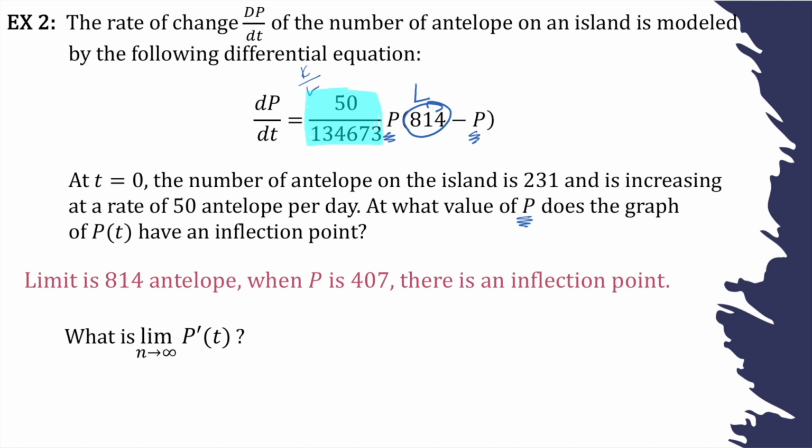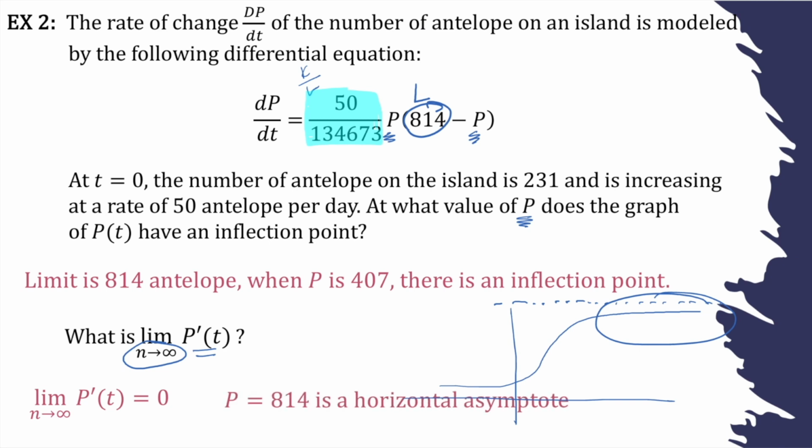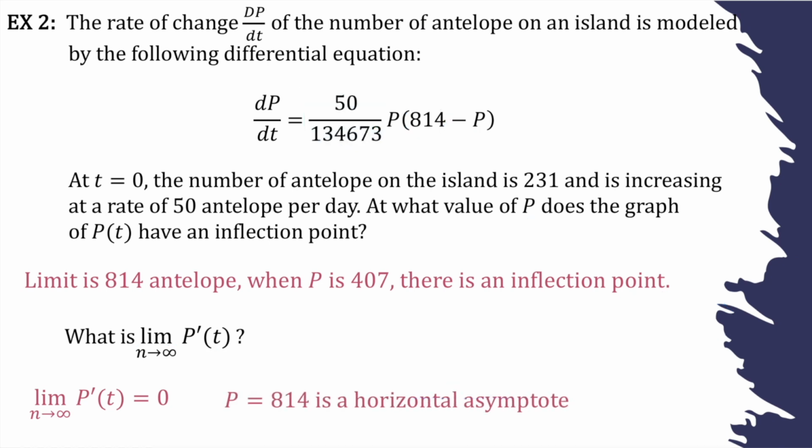Now the second part of this question says, what is the limit as t approaches infinity of P prime of t? So t is approaching infinity, we're looking at end behavior, and we want the slope as t approaches infinity. Well, a logistic growth equation kind of goes like this, doesn't it? And we have our carrying capacity or our limit at the top. Well, as t approaches infinity, what's the slope? The slope is 0. P equals 814 is a horizontal asymptote.